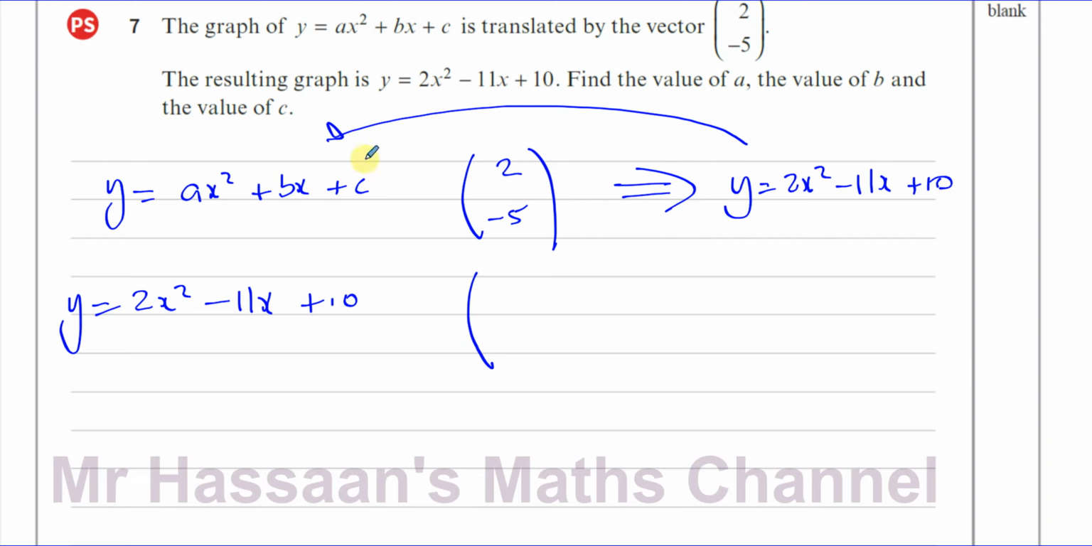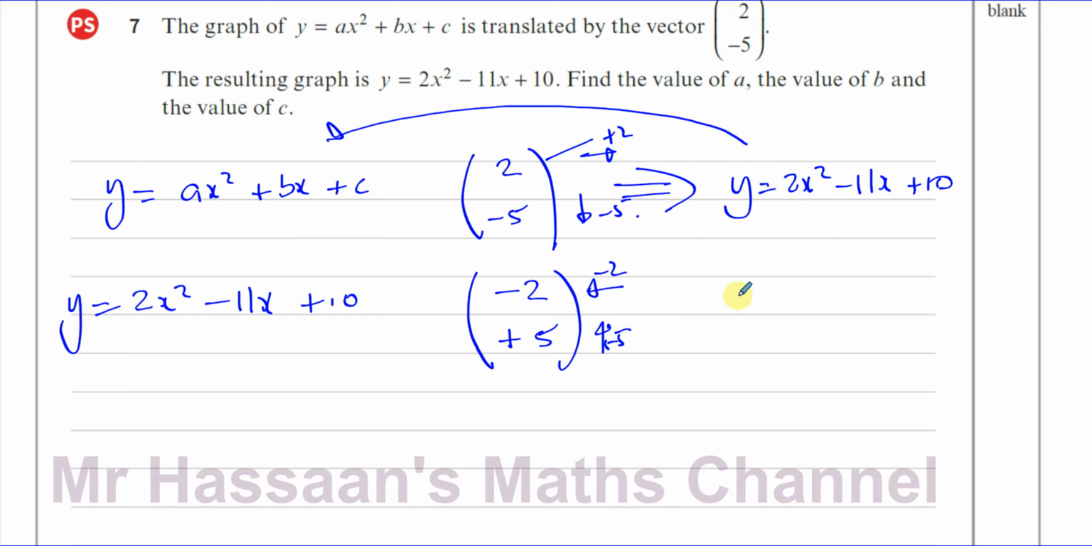Okay, if we go the other way, we're going to have to do the opposite. The translation was 2 units to the right and 5 units vertical translation down. So this means you go to the right 2 units and you go down 5 units. But if we start from here and do the opposite, we'd have to go to the left 2 units and we have to go up 5 units.